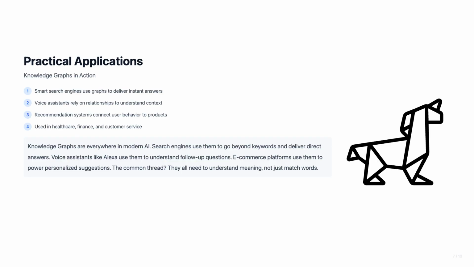Another powerful use is in recommendation systems. On Amazon or Netflix, when you see "you might also like," it's because the system has built a graph of what users like, what products are similar, and how things are related. Even in healthcare, knowledge graphs help doctors by linking symptoms to diseases to treatments. The same principle applies across industries. If a system needs to understand context, it likely uses a graph. So, this isn't just a Google thing, it's a fundamental AI tool used in many smart applications.